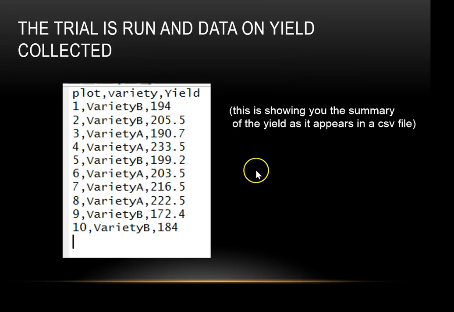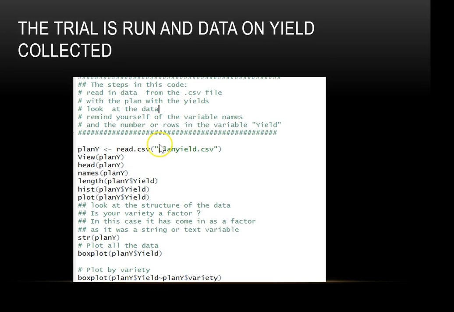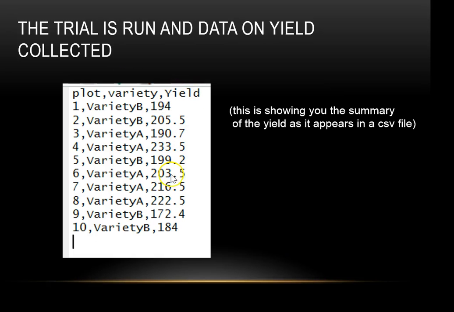Then we run the trial. This might be 2 or 3 months later, maybe 2 months later. And here you can see, this is showing you the summary of the yield as it appears in a CSV file, which you have learned before. So here I've got my plot, I've got my variety, and I've got my yields. And this is just the data. Okay, good.